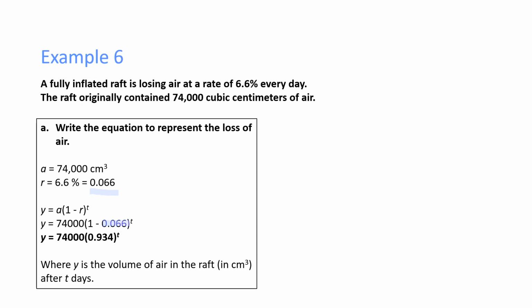So in this case, you are going to get a number inside the brackets that is less than 1, and that's where the decay rate comes from. So final equation, y equals 74,000 times 0.934 to the power of t.